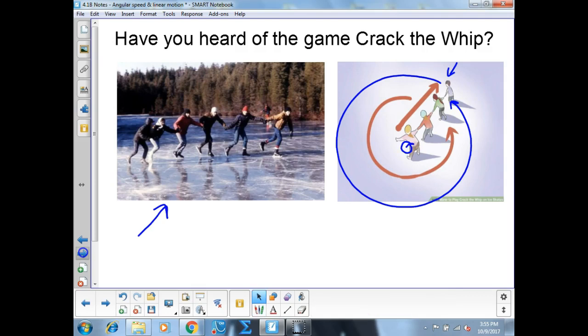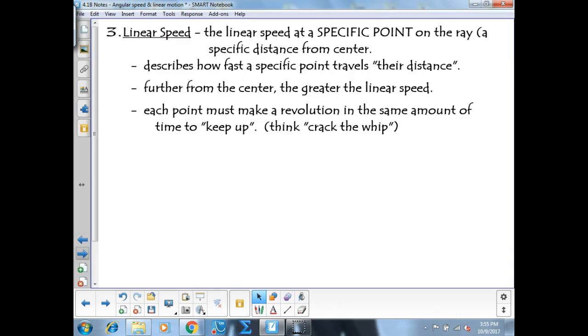This idea of crack the whip will help us to understand the next speed, which is linear speed. Our linear speed is our speed at a specific point.